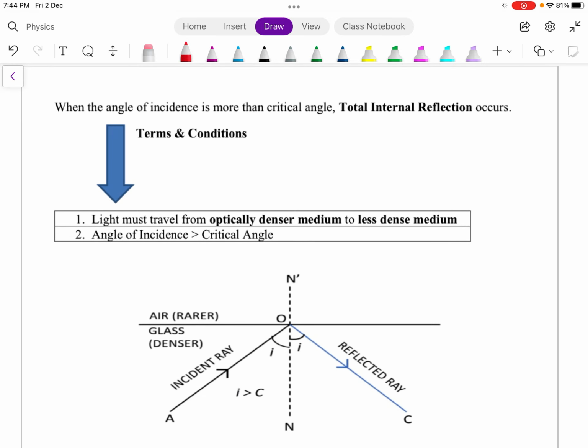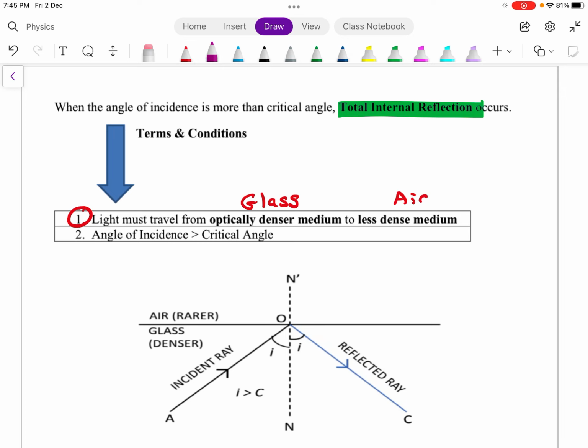What if my angle of incidence right now is more than the critical angle? Something called total internal reflection will occur. The light will not even enter the air. It will just reflect, something like your mirror. But we must fulfill two conditions. The very first condition is that light must travel from an optically denser medium to a less dense medium. For example, I must travel from glass to air. Cannot vice versa. Vice versa will not happen.